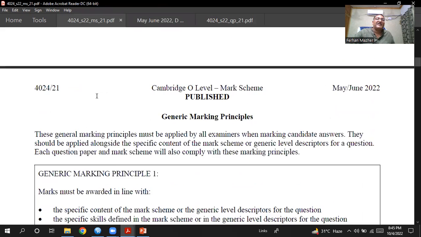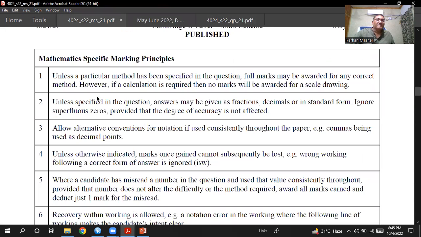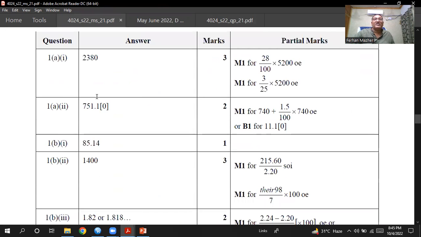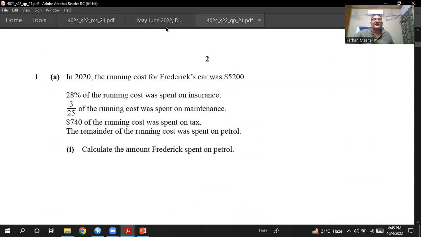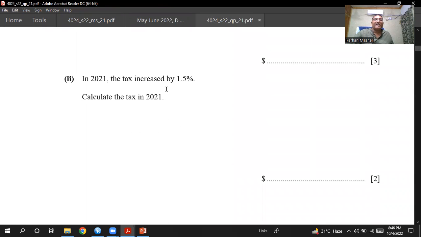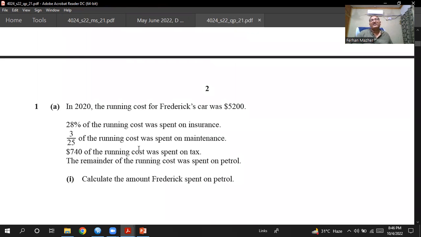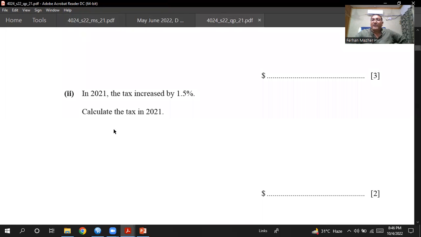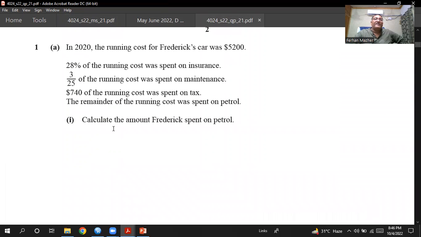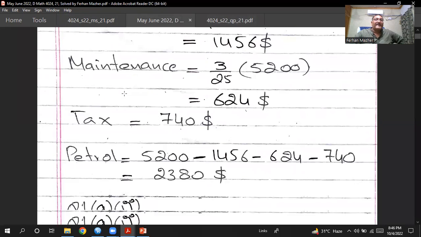2,380. So its marking scheme is here. So let me show you. 2,380 is the right answer, sir. So this was the 3 marks. Next he says, in 2021, the tax increased by 1.5%. Calculate the tax in 2021. So in 2020, the tax was $740, and in 2021, it will be 1.5% more. So very simple.